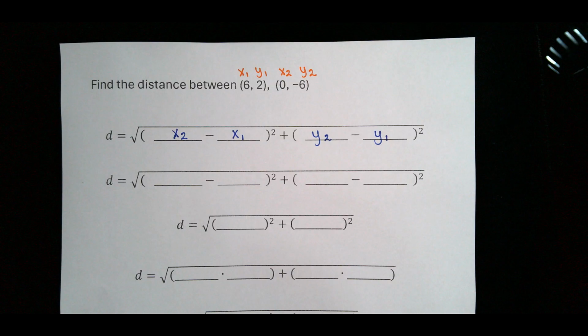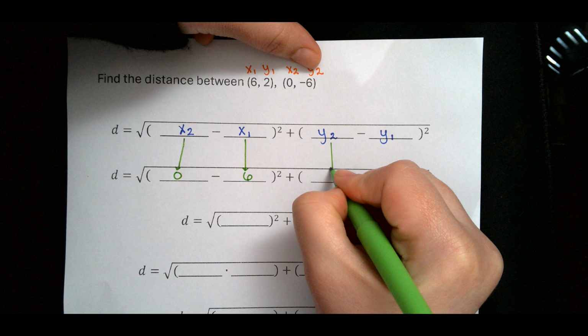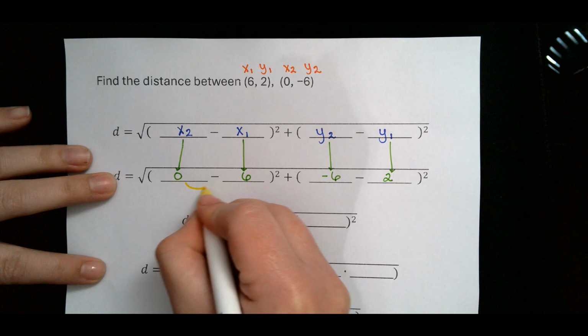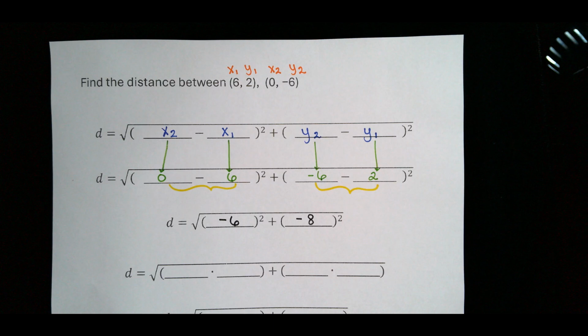x2 was 0, x1 was 6, y2 was negative 6, y1 was positive 2. Next, I'm going to combine. 0 minus 6 is negative 6, negative 6 and negative 2.